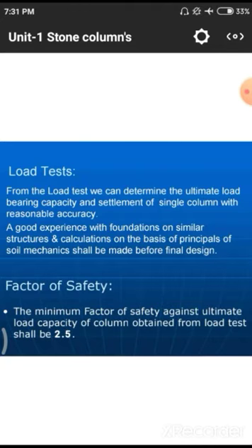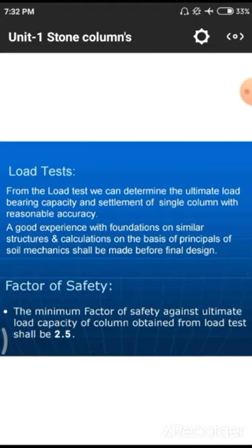Next one we have is good experience with foundations on similar structures, and calculations on the basis of principles of soil mechanics shall be made before the final design. That means we need to use soil mechanics principles to find out the soil bearing capacity, plasticity index, liquid limits, and other binding properties, water entrainment levels. We need to have all these experiences while we are designing these stone columns with respect to these conditions of loading.